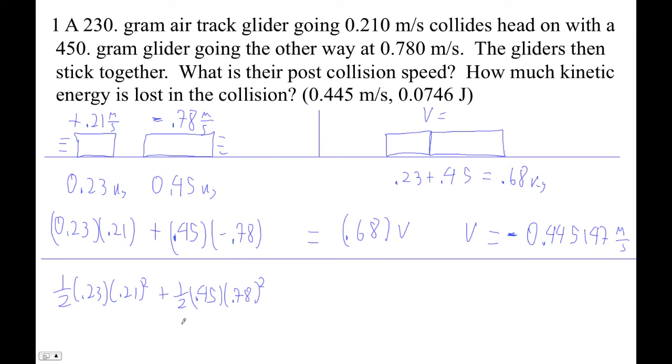Okay, plus 0.5 times 0.45 times 0.78 squared. And I get that this total kinetic energy is a grand total of 0.1419615 joules, right? And then this kinetic energy is 1/2 0.68 times 0.445147 squared. So 0.5 times 0.68 times, I'm going to go parentheses, up to that number, right parenthesis, squared.